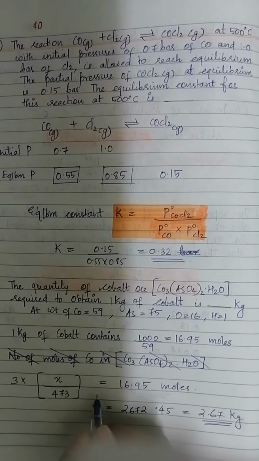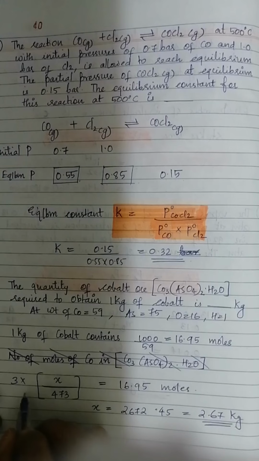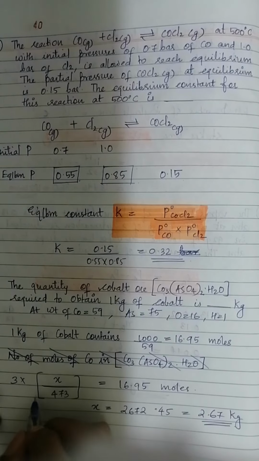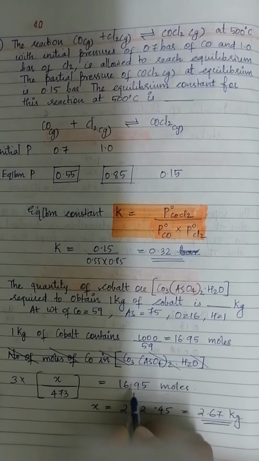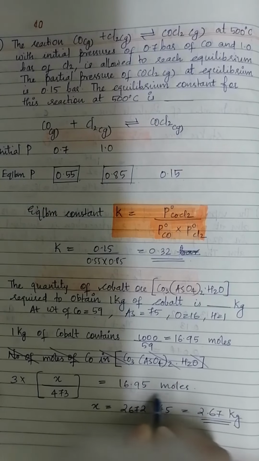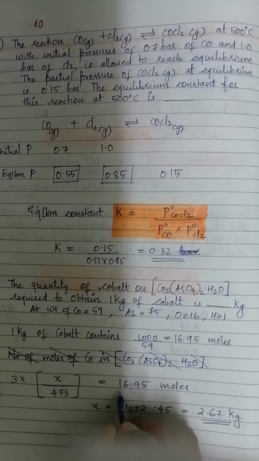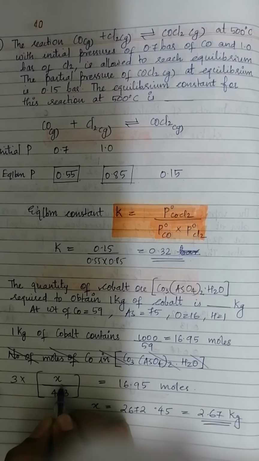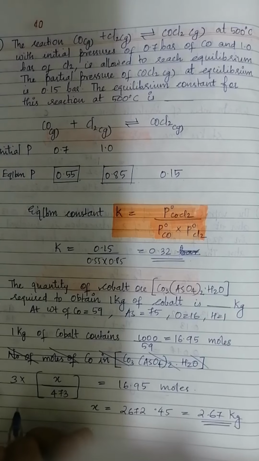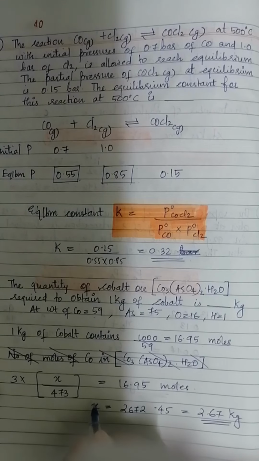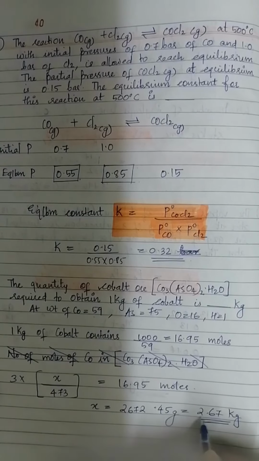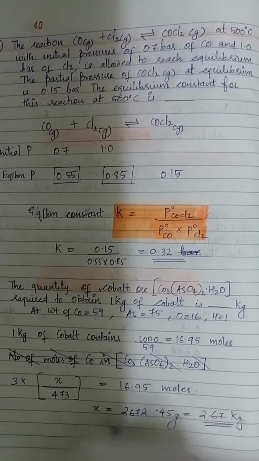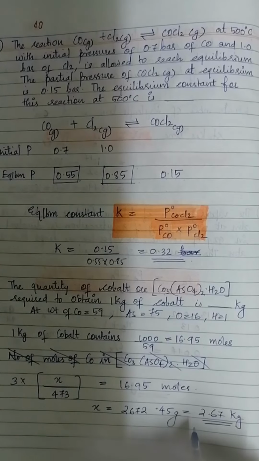Okay, so now on both sides of the equation we have the number of moles of cobalt. In order to get 16.95 moles of cobalt, how much weight of the cobalt ore is to be taken can be found by solving this equation. So we get x equal to 2672.45 gram, which is equal to 2.67 kilogram. So this will be the required answer for this question.